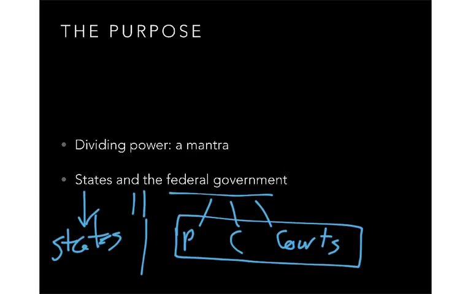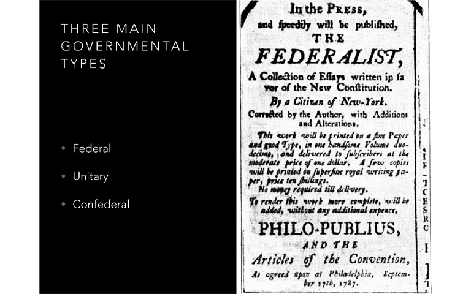Now, to understand federalism, though, we need to understand it in context. That means understanding that federalism is one of three major types of governmental arrangements. There are basically three different ways you can arrange power. You can have a federal distribution of power where governmental types share it. You can have a unitary form of government where one part of the government has all the power, or you can have a confederal system where the subparts have all the power.